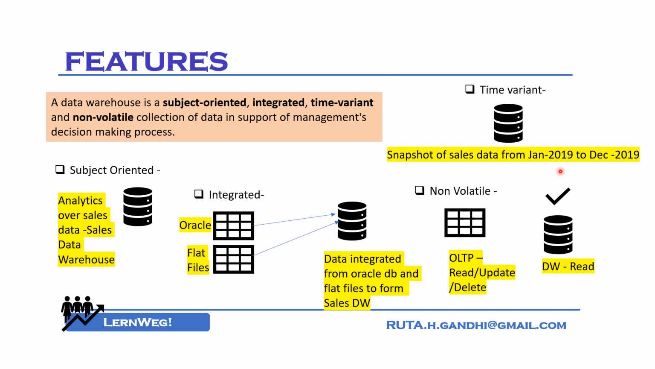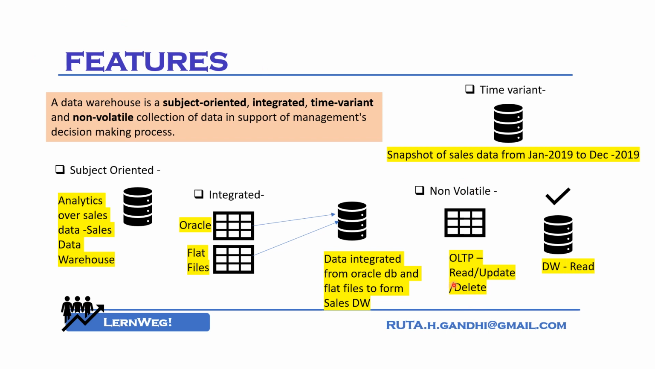So we integrate all these data to form a data warehouse. I only want to analyze the data from Jan 2019 to December 2019. Hence, I won't bring the complete data set. I will just bring the data from these particular dates for this period and analyze over the data.